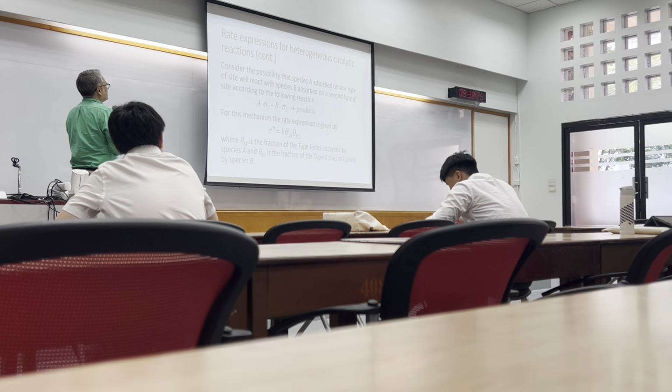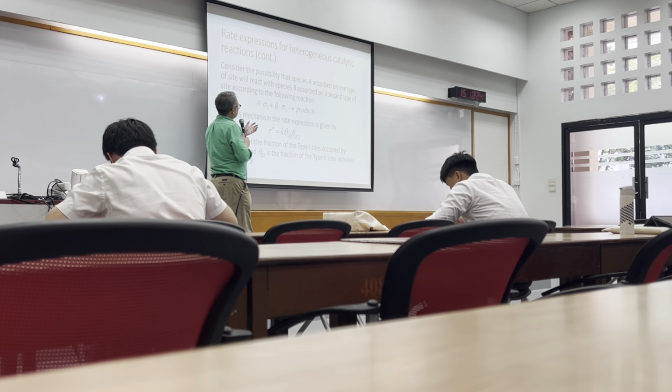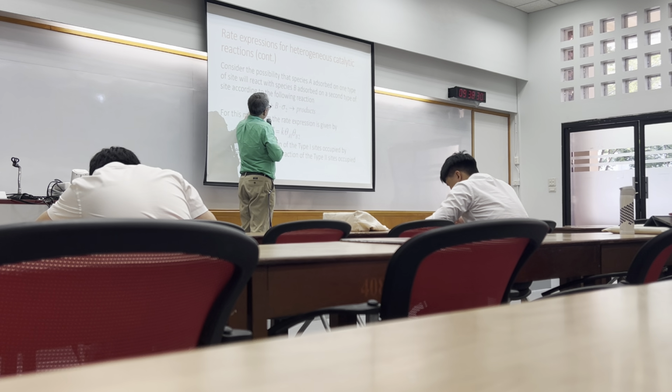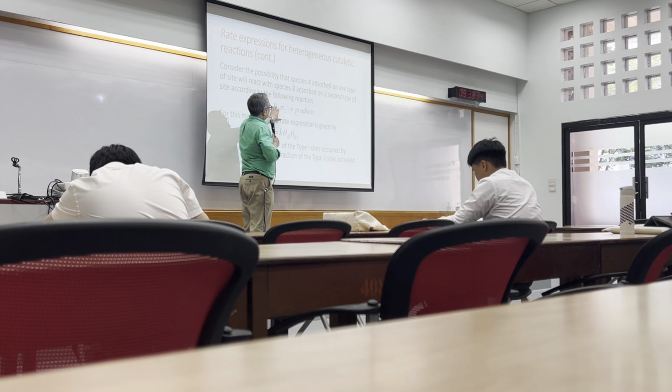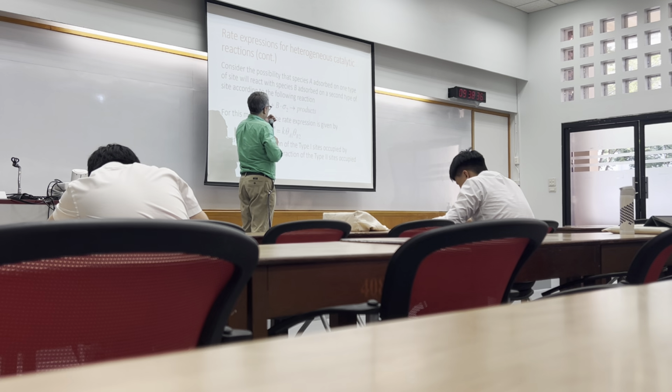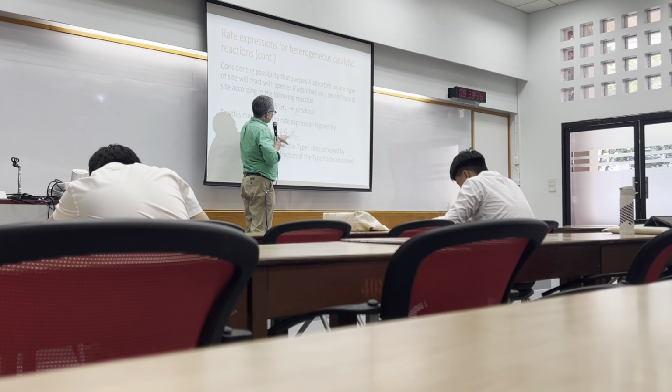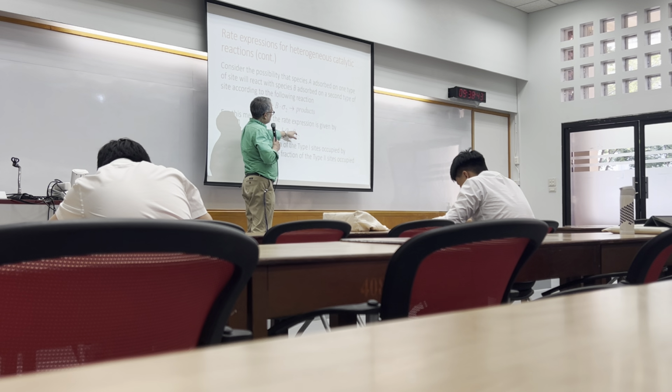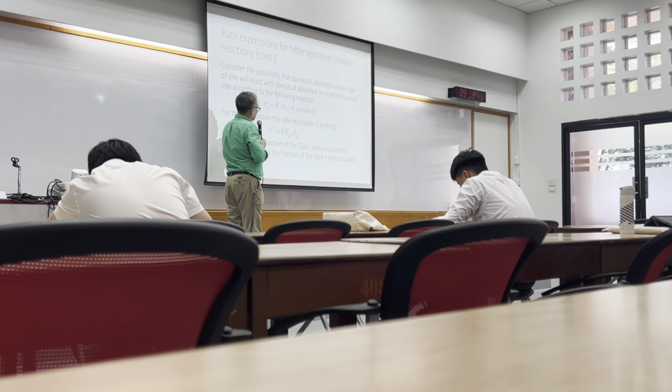So for this one, let's say we have A adsorbed on type 1 site, B adsorbed on type 2 site. So the rate becomes k times theta A on type 1 site, so A1, and theta B2, so B adsorbed on type 2 sites, okay?